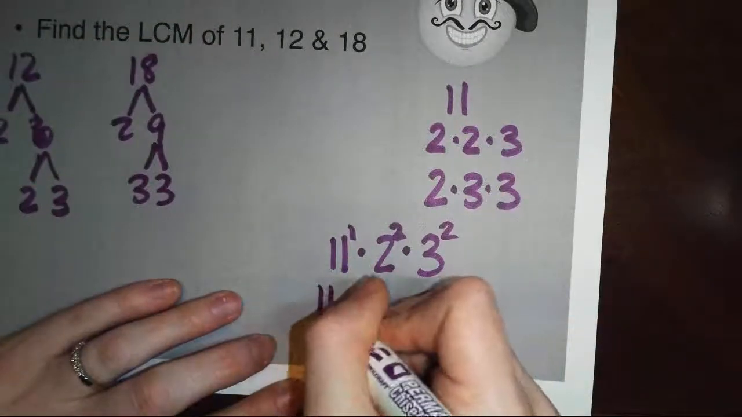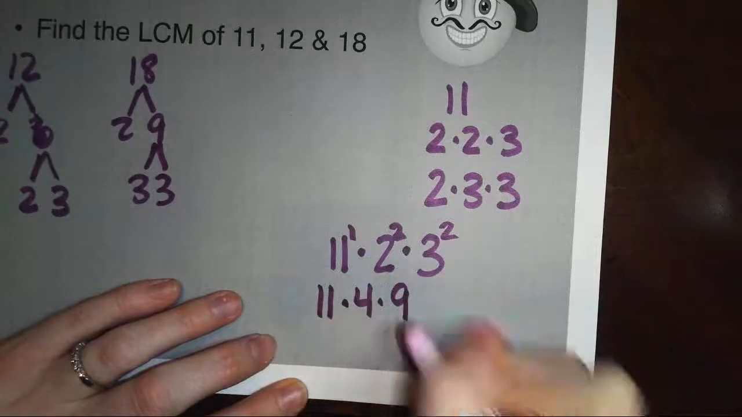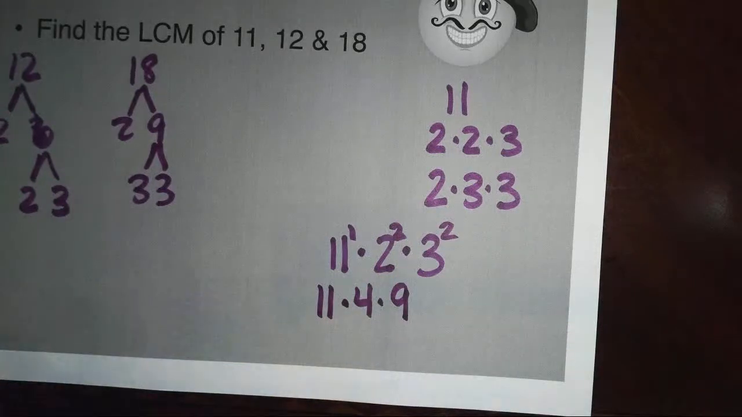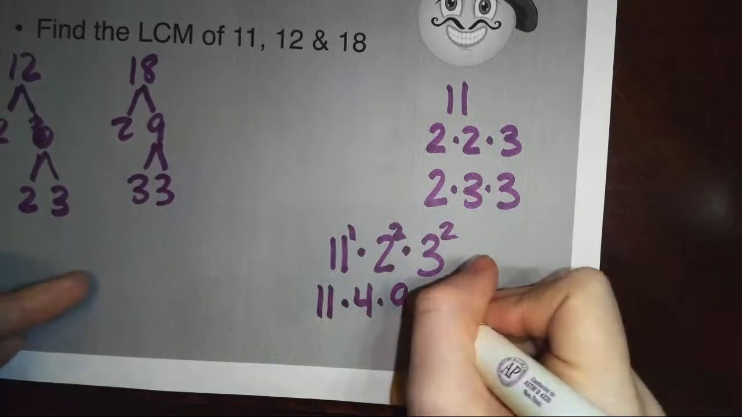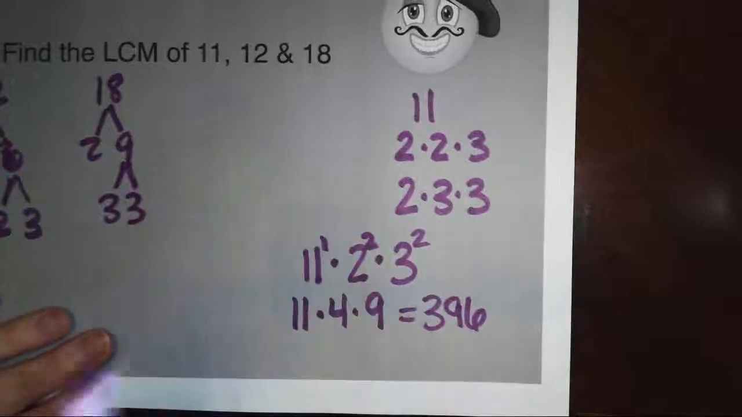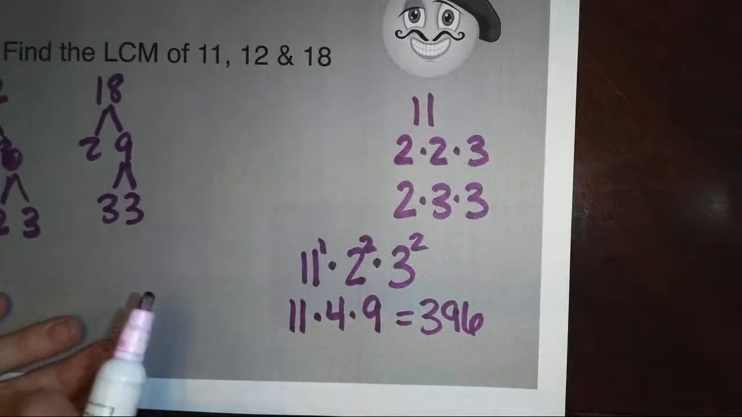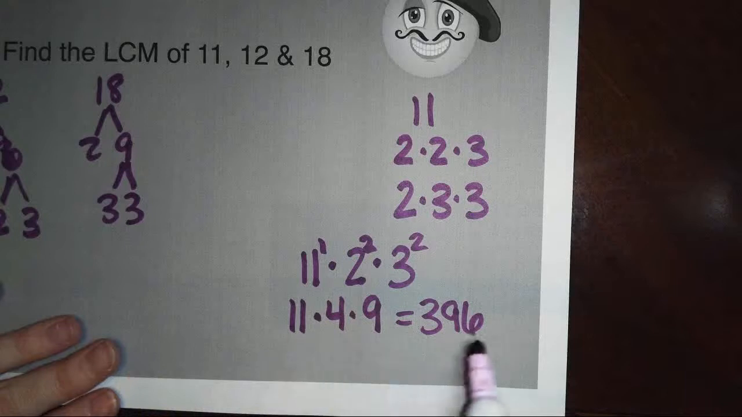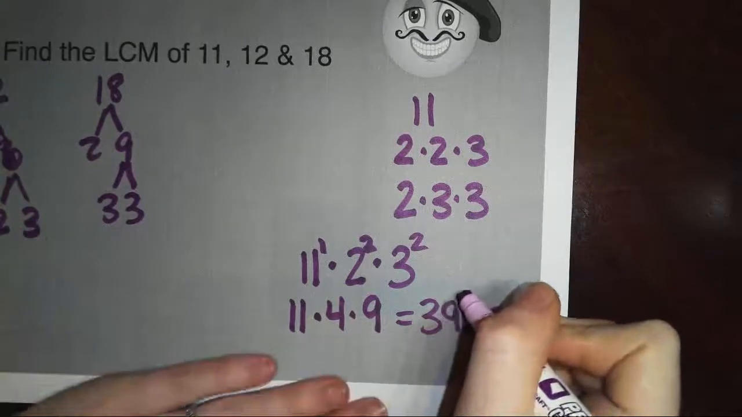And when I simplify this, I have 11 times 4 times 9, which would give me 4 times 99, which is 396. Now, with that last example where we were looking for the LCM of 24 and 36, it might have been easy enough to just figure out what the multiples of 24 and 36 were and see what they had in common. But for this one, 11, 12, and 18, you would have had to write out multiples for 11, 12, and 18, all the way up almost to 400, and it would have taken a lot longer.